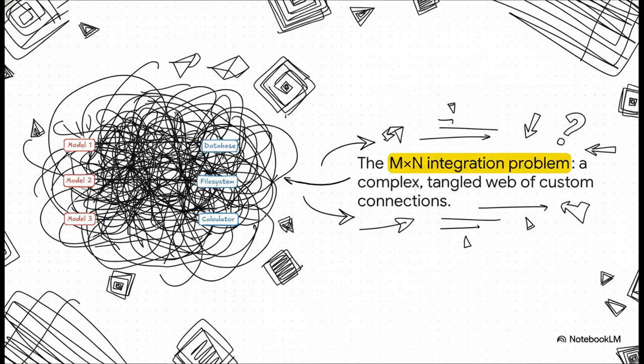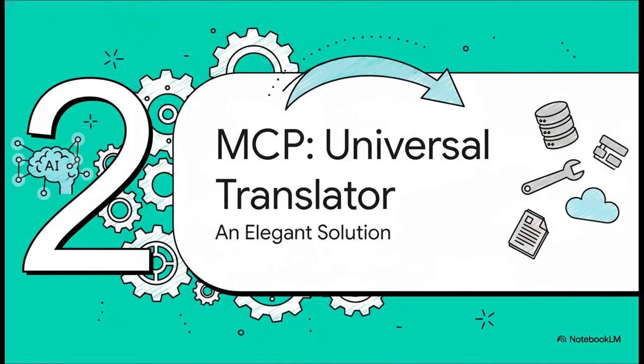Yeah, this tangled mess right here visualizes the problem perfectly. It's something called the M by N integration problem. So let's say you have M AI models and N tools you want them to use. To make them talk, you have to build M times N custom integrations. Think about it: 3 models and 3 tools, that's 9 separate, unique connections you have to build and maintain. It is quite literally a mess of digital spaghetti that just doesn't scale. And this is where the Model Context Protocol comes in. It's just such an elegant solution to this whole integration mess.